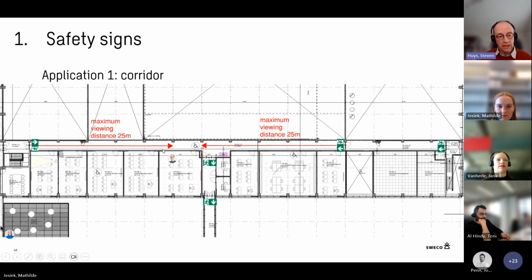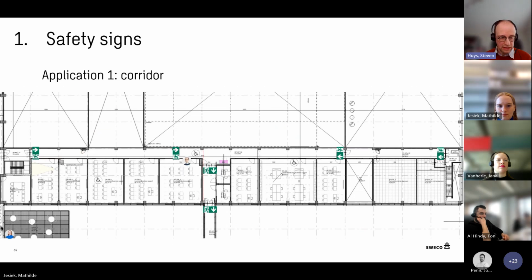Then you should have a look at the maximum viewing distance. Mostly it is for internally lit signs between 25 and 30 meters. The standard says that it should be counted as 200 times the height of the picto. So then you come to the 25 meters maximum. If you are further away from it, then you should add some safety signs.